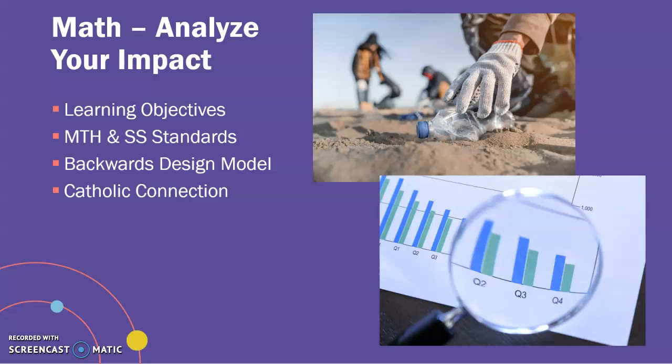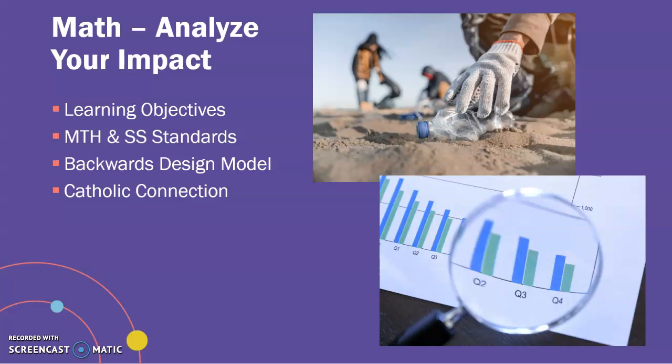So the learning objectives would be for students to represent and interpret data about the litter they've collected, and then to use that data to suggest a solution for preventing litter in that specific area. So the math standard I have relates to representing and interpreting graphs.